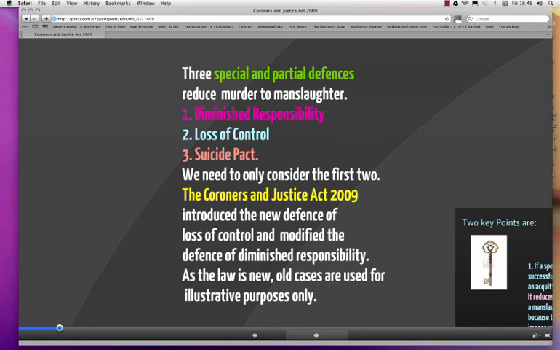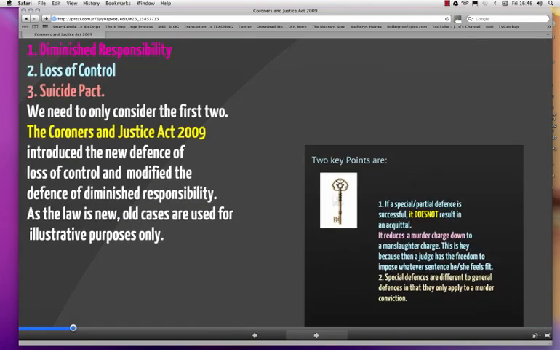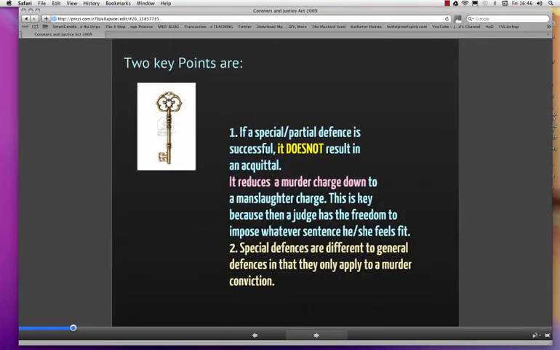Okay, so let me just remind you again, loss of control is a new defence. It replaced provocation. Diminished responsibility is not new. It was modified by the Coroners and Justice Act. Now there are two key points I want to start off with.